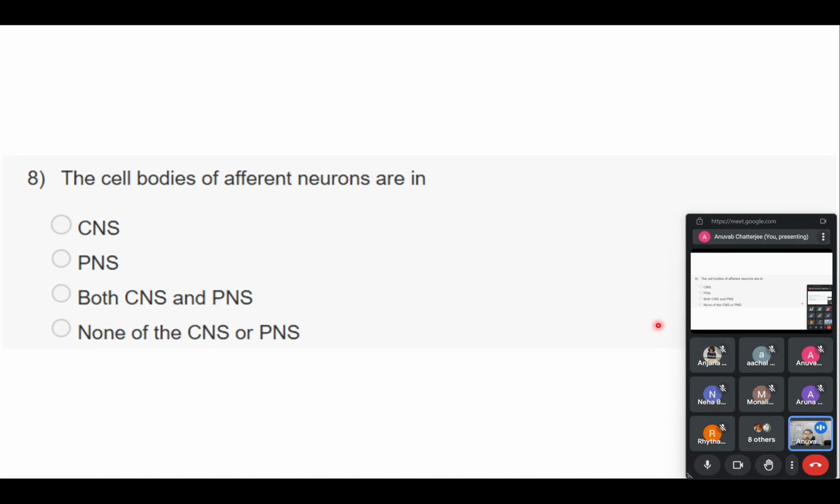Next question is, cell bodies of afferent neurons are present in which part of the nervous system? The central nervous system, the peripheral nervous system, both in central nervous system or peripheral nervous system, or neither of those? You can put what you think is the correct option into the chat. Achal says it is B, peripheral nervous system. Anyone else? Sibani also says it is B, peripheral nervous system.